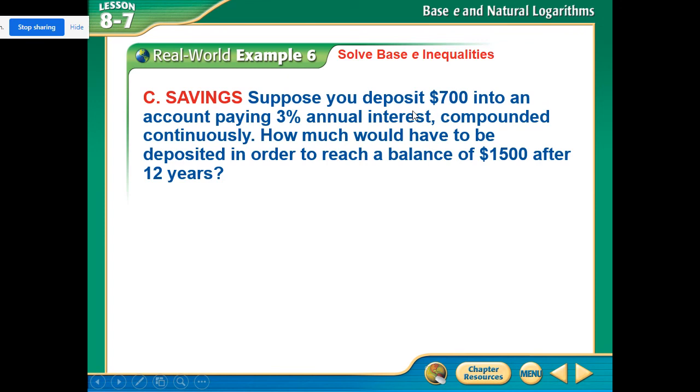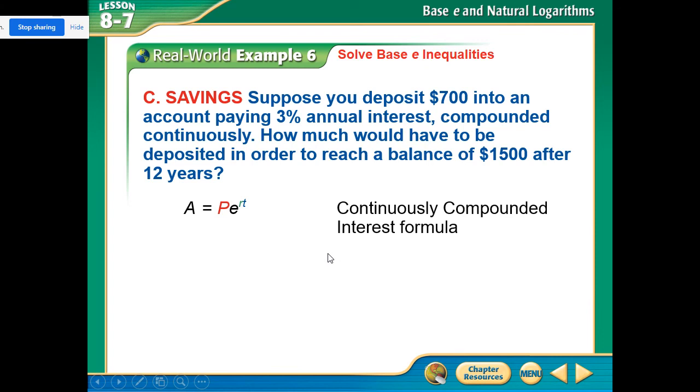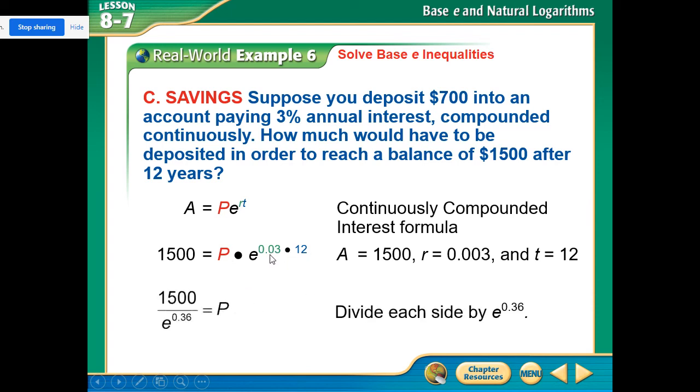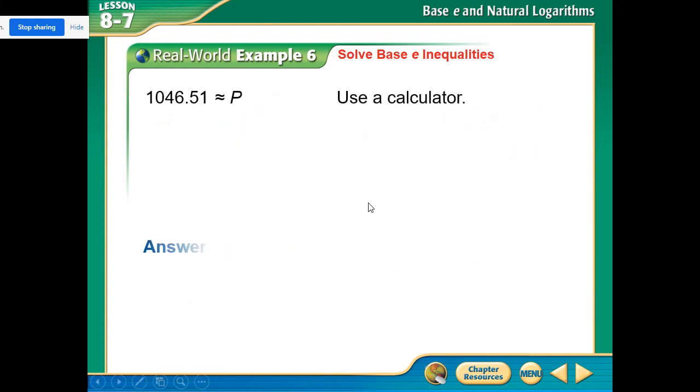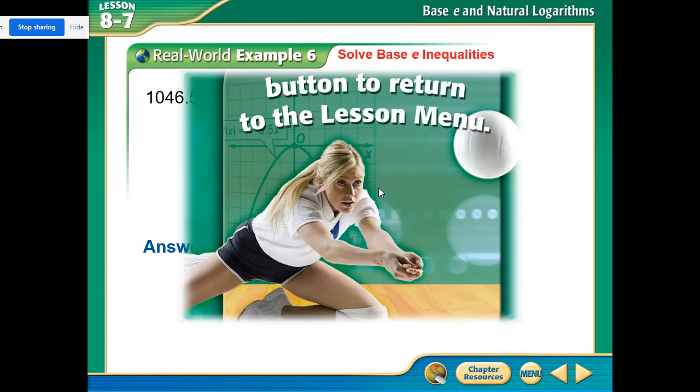Suppose you deposit, how much would you have to deposit in order to reach a balance of 1,500 after 12 years? So we don't know what the principal is this time. We want to know what that principal is because this is the amount we want at the end. So we're still going to go ahead and get P by itself, so we have to divide by this. And again, that's just entering into the calculator. And so you need to have $1,046.51 in order to get to that value that you wanted.